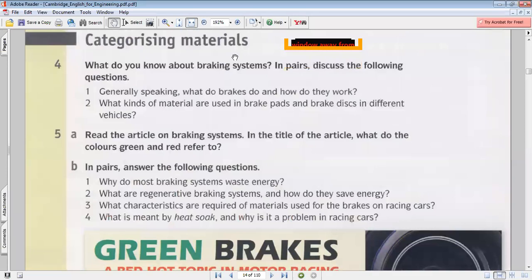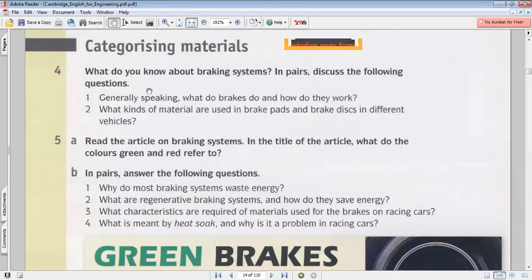This is the question. What do you know about braking systems? In pairs, discuss the following question. Generally speaking, what do brakes do? Last time we said that they slow down speed. Brakes stop movable parts. Is that clear? So brakes, in general, stop the moving parts. Their purpose, the function, is to stop a vehicle, a car, or any moving part.